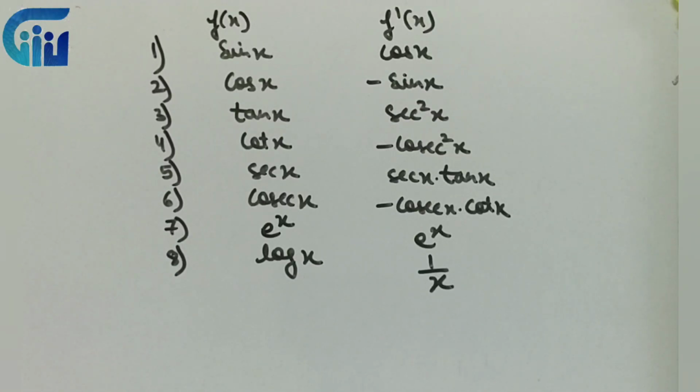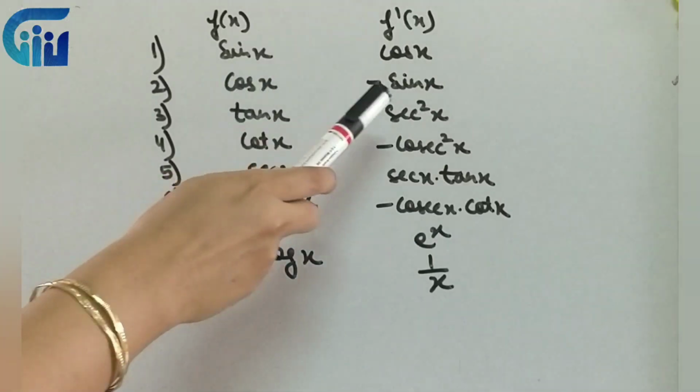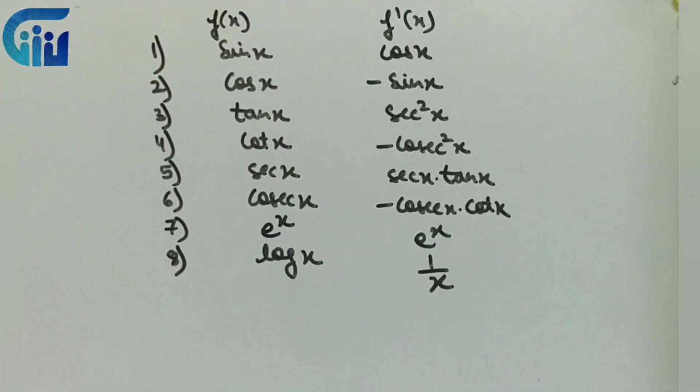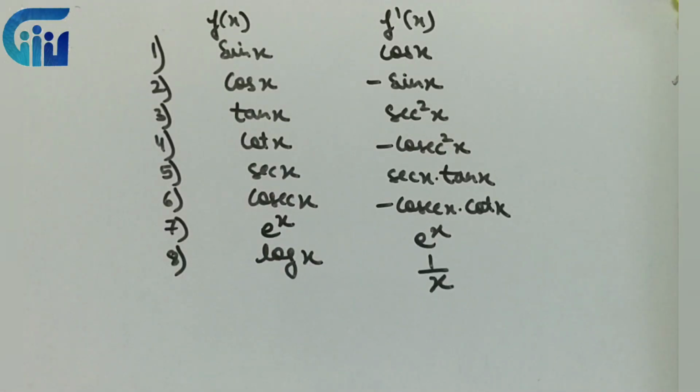Before that, let's have a quick look at the derivatives of certain functions which everybody has to learn. First, sin x, the derivative is cos x. Cos x, the derivative is minus sin x. Tan x, the derivative is sec square x. Cot x, the derivative is minus cosec square x. Sec x, the derivative is sec x into tan x. Cosec x, the derivative is minus cosec x into cot x. And for e^x, it is e^x. And for log x, it is 1 upon x, which we have verified by finding the derivatives by first principle as well.